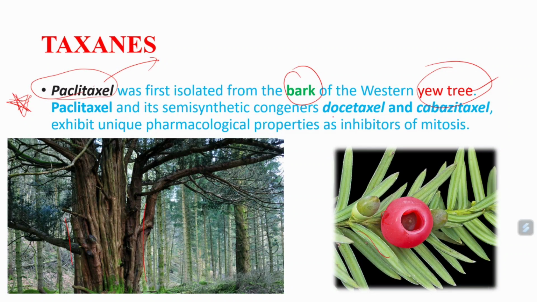They are synthesized, which is docetaxel and carbazitaxel. So docetaxel and carbazitaxel are newer drugs. However, these newer drugs are synthesized. Paclitaxel is still used nowadays, even though newer compounds are obtained from this paclitaxel, because they have unique pharmacological properties.